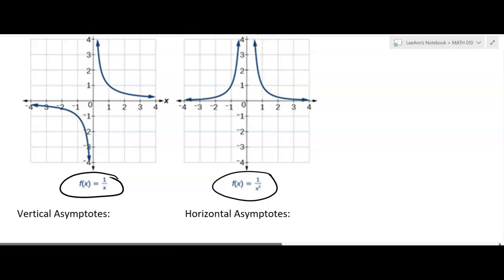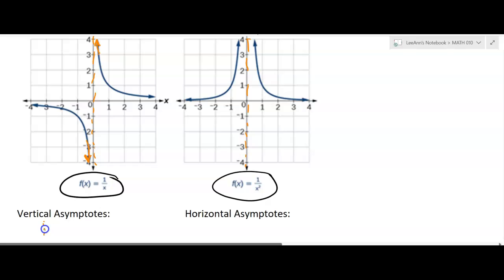In my first graph, I have a vertical asymptote right here. You can see that this function is approaching negative infinity as it gets closer to the y-axis. And then on the other side, it's approaching positive infinity as it approaches the y-axis. And so that would be a vertical asymptote. We also have a vertical asymptote here on the 1 over x squared, the reciprocal squared function. Those would be vertical asymptotes.